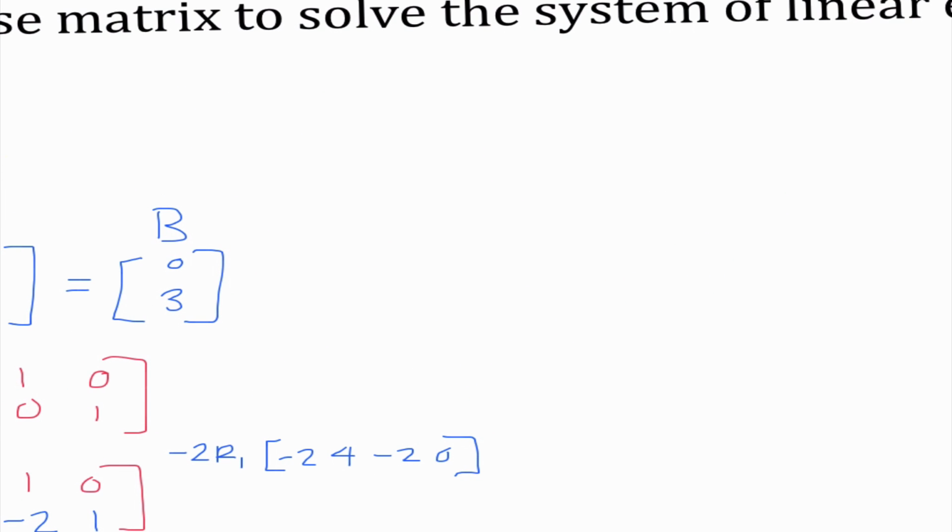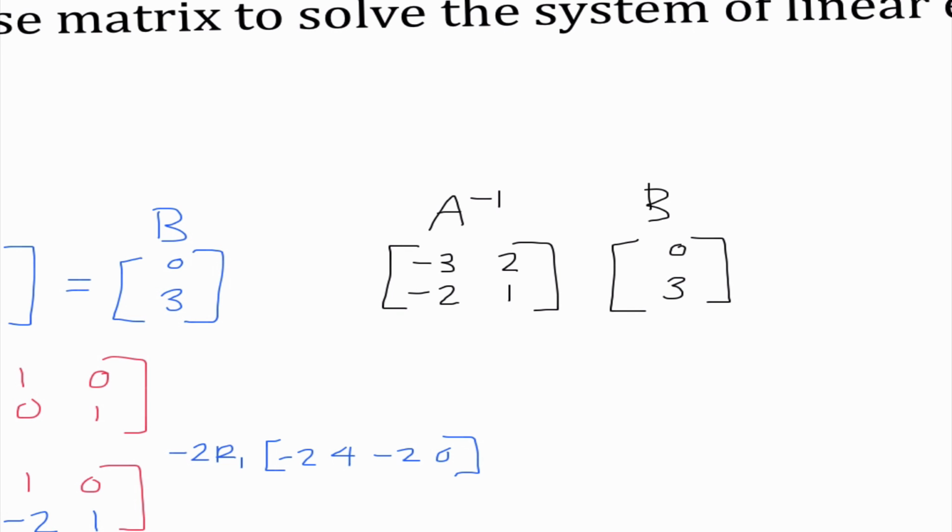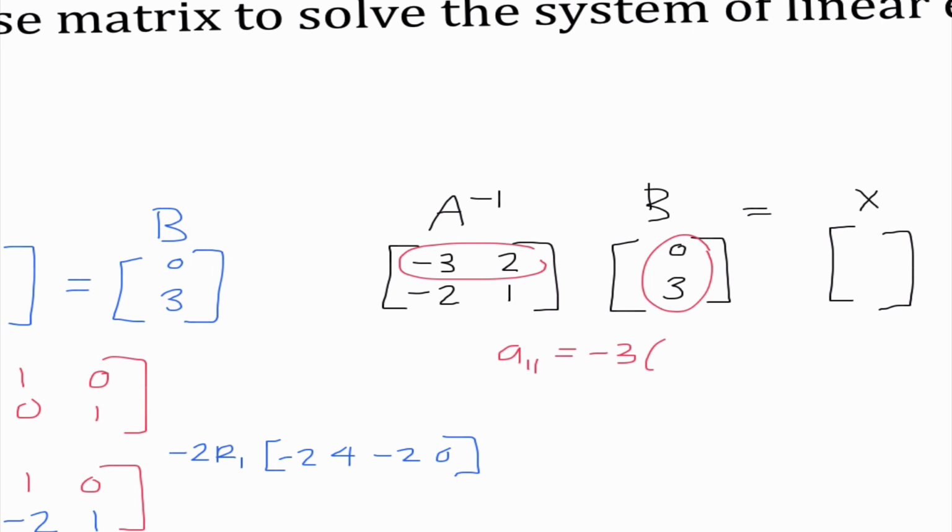Okay, so now what I need to do, I need to set up the inverse, which we just said is negative 3, negative 2, 2, 1, times B, which is 0, 3, equals X. So I'm going to start with finding A sub 1, 1. So row 1 times column 1. Negative 3 times 0 plus 2 times 3 is 6.